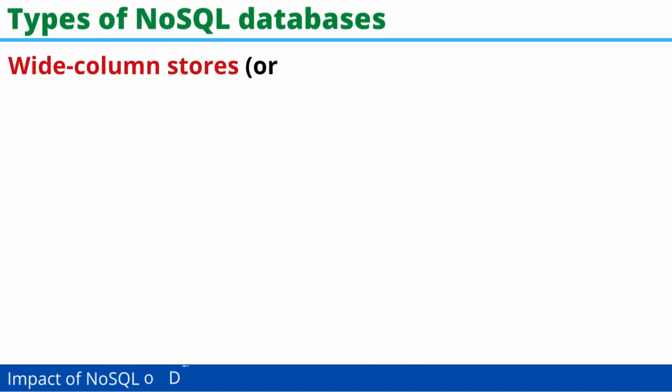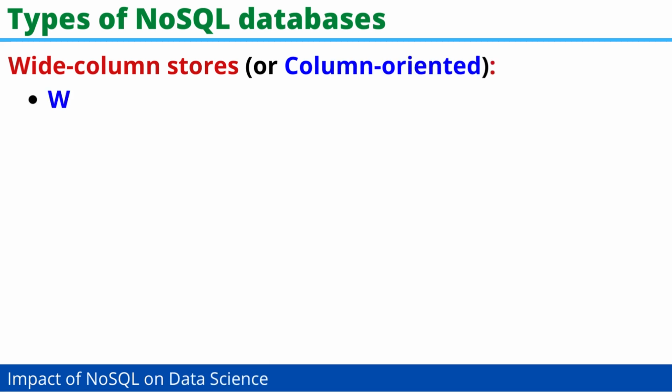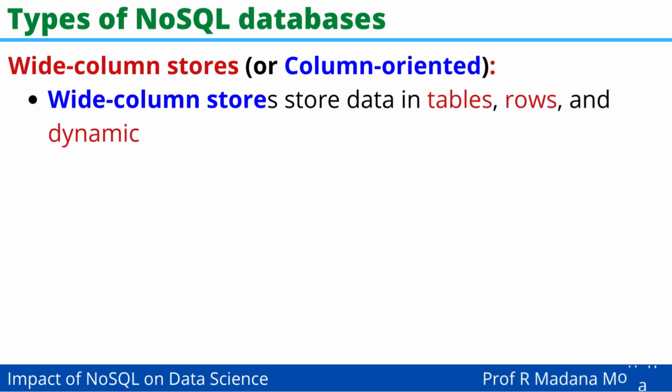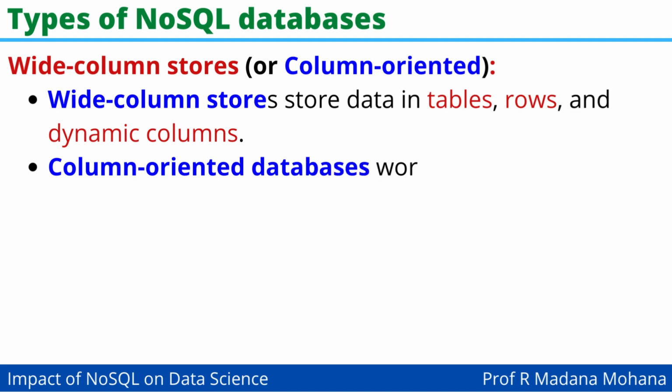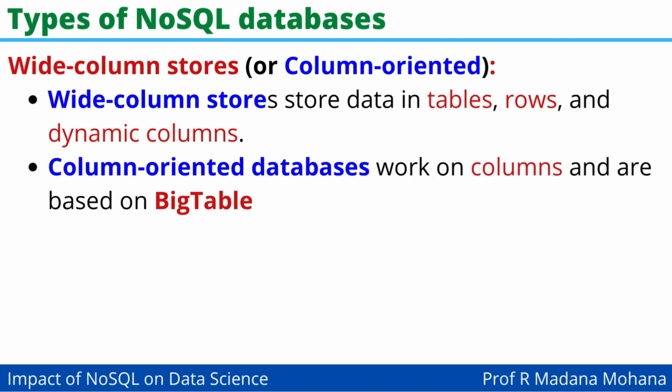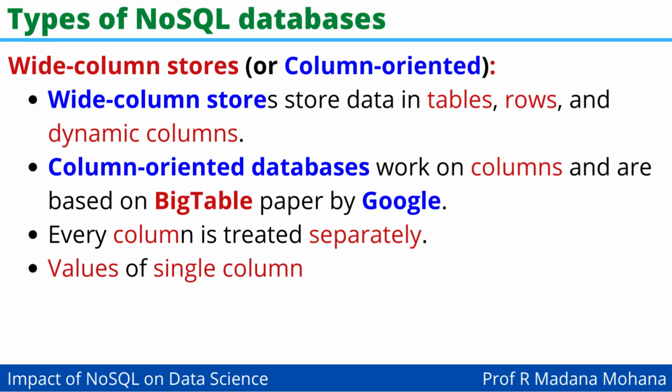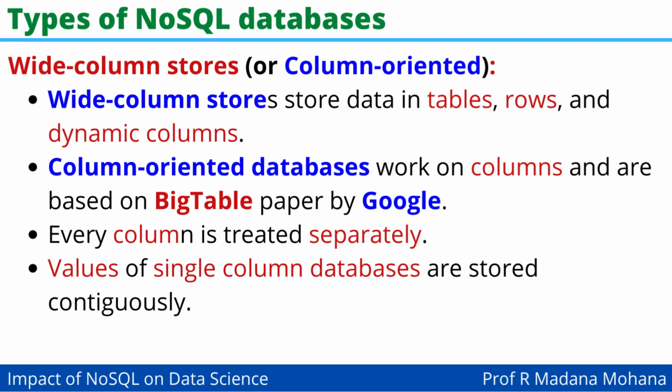The next database is wide column store, also called column oriented. Here, wide column stores store data in tables, rows, and dynamic columns. Column oriented databases work on columns and are based on the Bigtable paper by Google. Every column is treated separately. Values of a single column are stored contiguously.